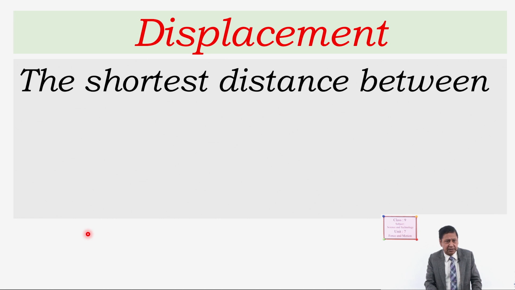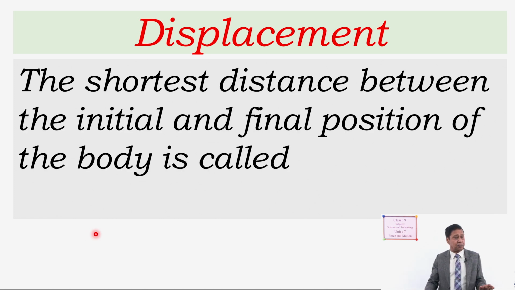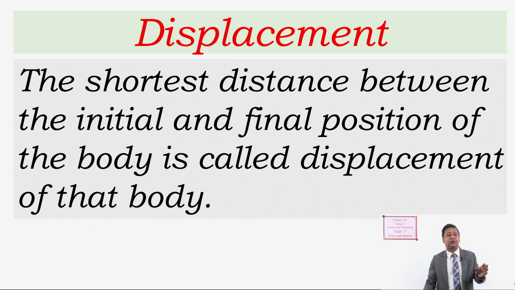Now displacement. How can we define displacement? The shortest distance between the initial and final position of the body is called displacement. What does it mean? No matter whether the body covers distance towards the left hand side or right hand side or towards the east direction or west direction, it doesn't make any difference to displacement.